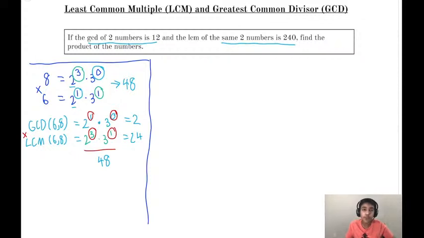So whenever we multiply two numbers together, it's the same as just multiplying their GCD and LCM. It's the same product, because we're multiplying the larger power of 2 and the smaller power of 2, the larger power of 3 and the smaller power of 3. So we're essentially just multiplying the two numbers. So in this problem, since the GCD of two numbers is 12 and the LCM of two numbers is 240, the product of the two numbers is just going to be 12 times 240, which is 2880.